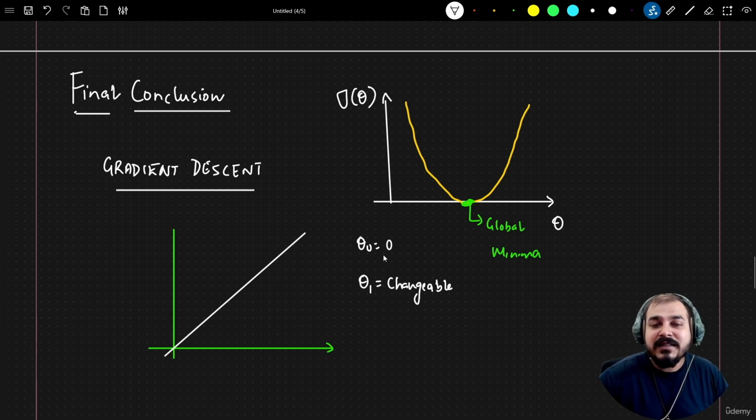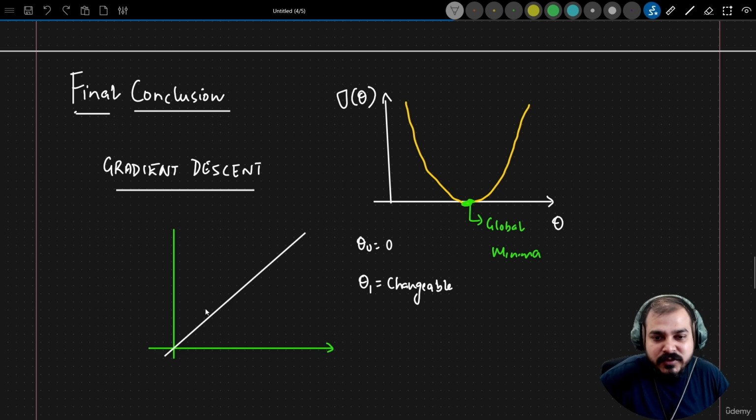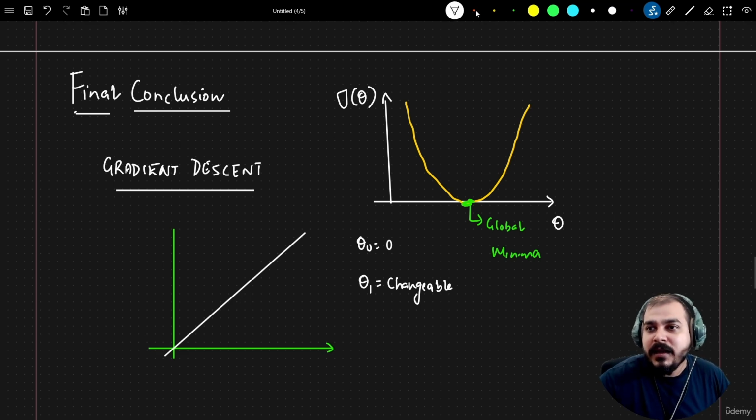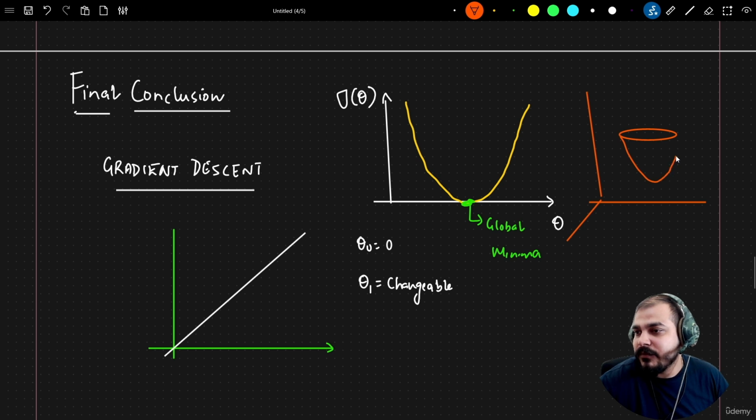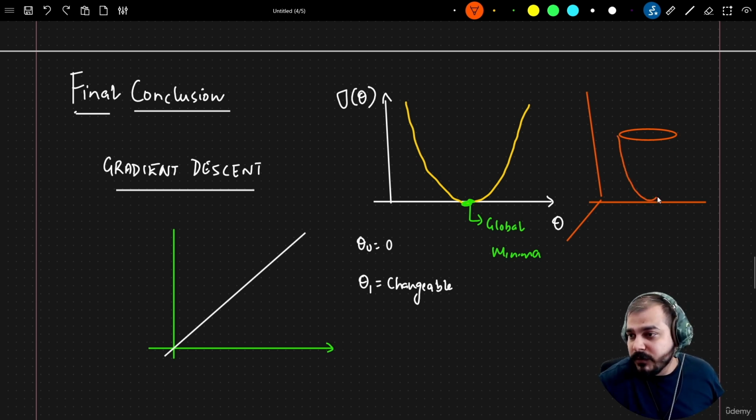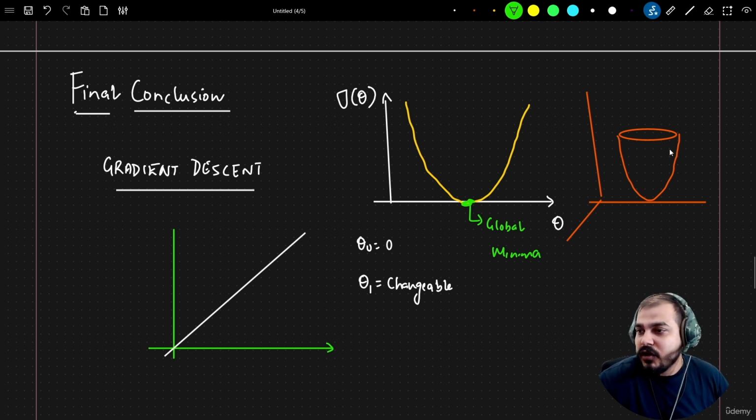Let's consider that theta 0 is not 0. That basically means, let's say it is not passing through the origin, then this 3D diagram may look something like this, right? I am just creating it for an example. So it may look something like this. Let's say it looks like this. So theta 1 may be somewhere here. Okay. Theta 0 may be somewhere here.